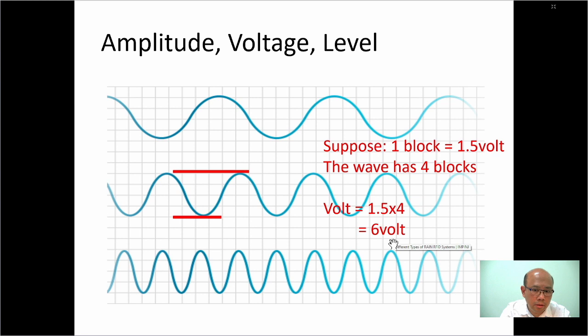Sometimes we measure the voltage by checking only half of the signal, from 0 to peak. We call this the peak voltage. The peak voltage is from 0: 1, 2, two boxes, so it is 3 volts.